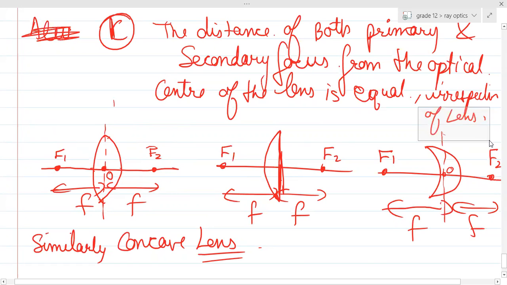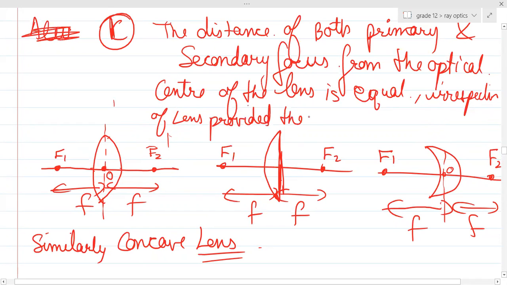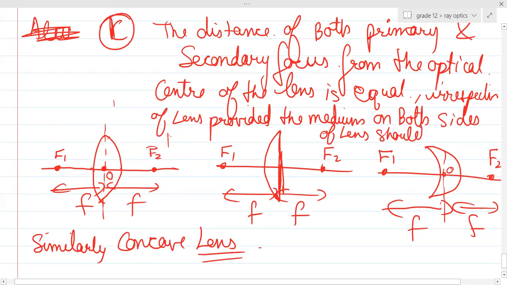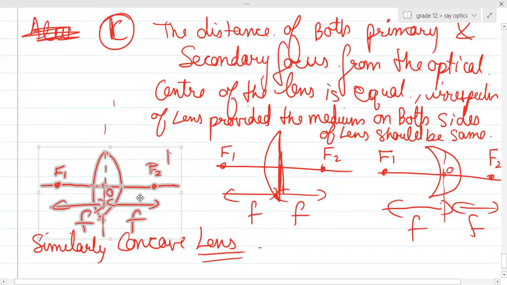Okay. Still, there is one condition. Irrespective of the lens, provided the medium on both sides of the lens should be the same. This is the only condition. If the medium on both sides of the lens is the same, then what?